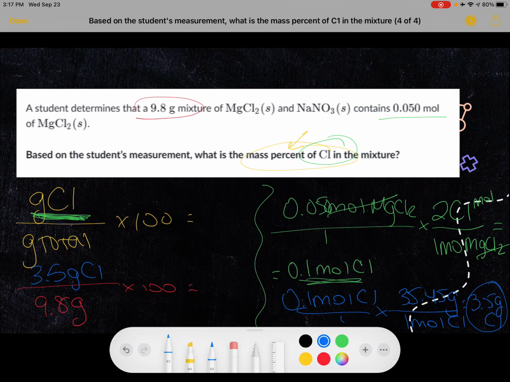It's tricky because there's more than one step. Now when I put this into my calculator, it doesn't give me a sig fig requirement, but if I look at my givens, here's 2 sig figs, here's 2 sig figs. So I'm going to go to 2 sig figs in my answer. We would get 36%. Cool. Hope that helps, seeing everything worked out. So yeah.